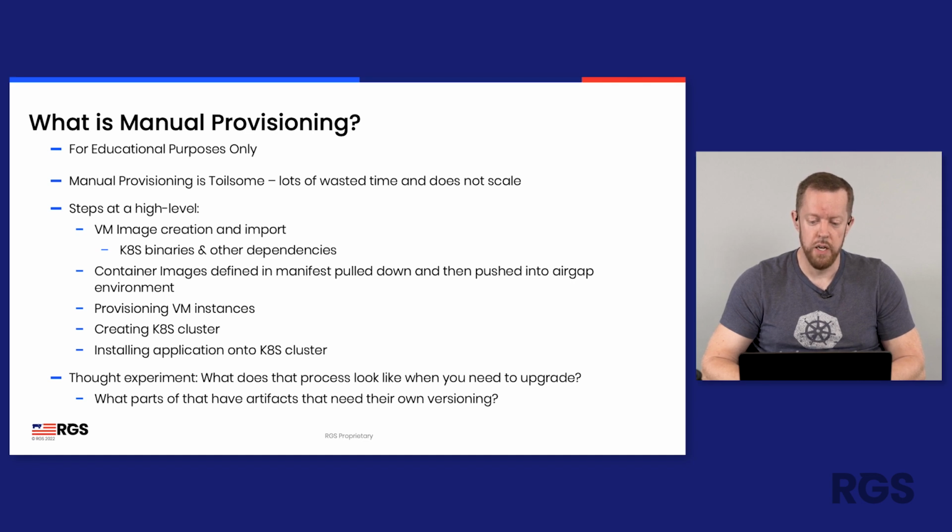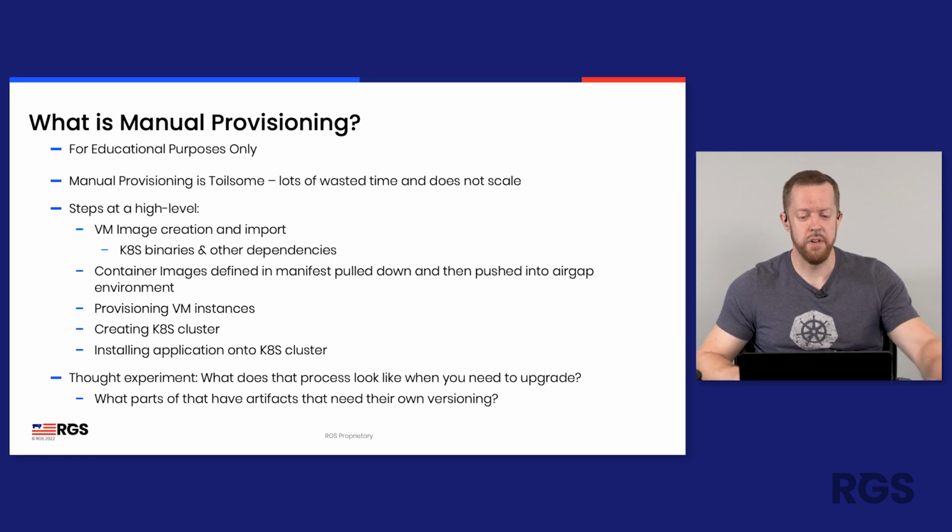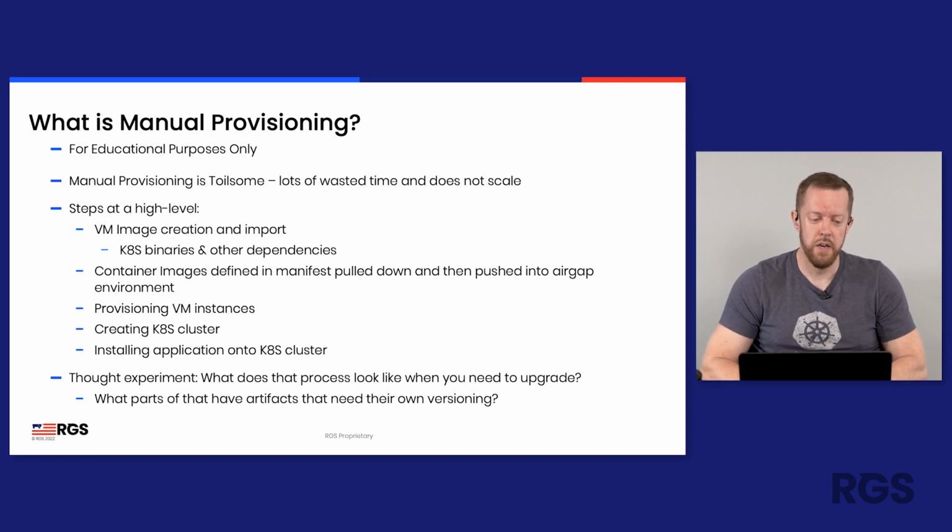So for a thought experiment for the audience, what does this manual process that we just went over look like when you need to upgrade? I'll let you think about that for a second. So all these manual gates and this copying and pasting, if I need to upgrade this environment, what kind of artifacts do I have to have process around to handle it, which just gets really difficult, and that might be improved if we had a lot of automation in place.